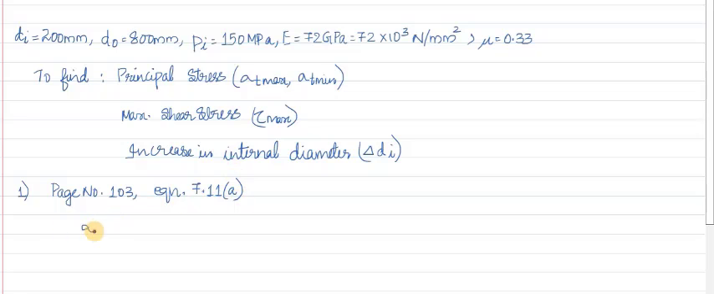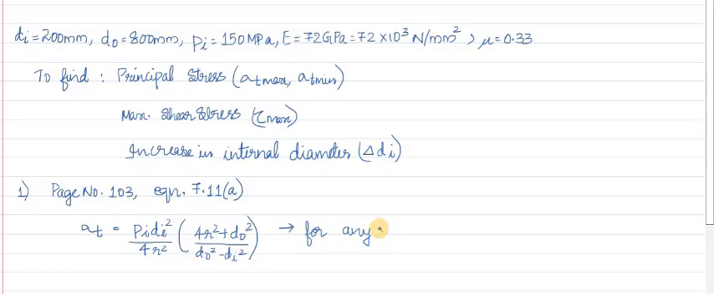In this we get the formula for sigma T as sigma T is equal to Pi into Di square, the whole divided by 4 R square, into 4 R square plus Do square divided by Do square minus Di square. This is for any value of R. If we substitute R as Ri in this equation, we get sigma T maximum, that is the principal stress at the inner surface. And if we substitute R as Ro, we get sigma T minimum, that is the principal stress at the outer surface.